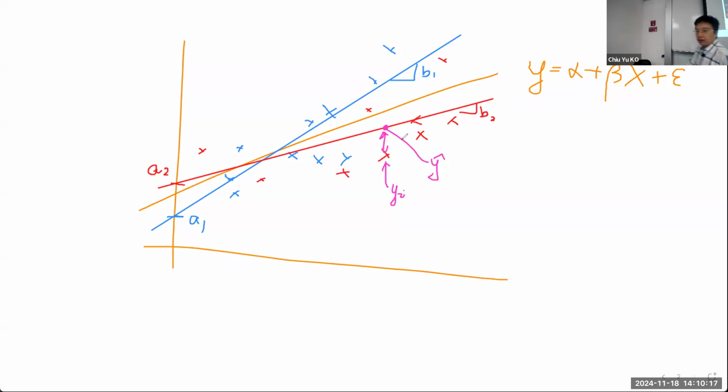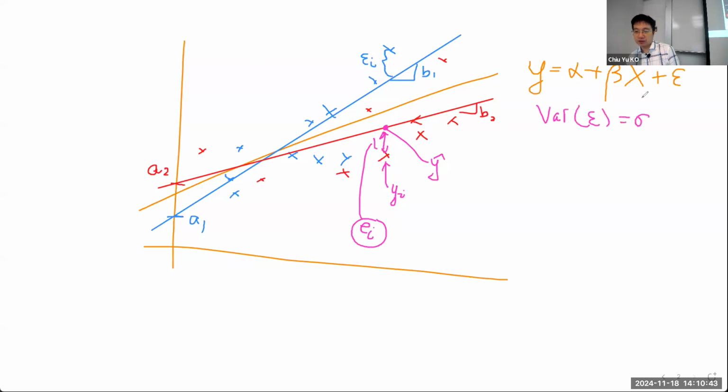Epsilon is this guy, and we use this height, which is E. Later you see the variance of this guy, right? Because the variance of epsilon is sigma squared, and we use the sample variance of this one, right?